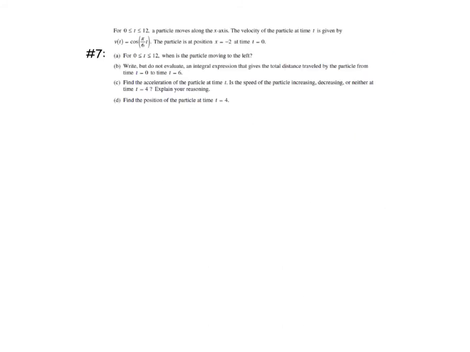Let's have at it. This is a no calculator problem. It is a word problem, which will require your knowledge of pretty much everything we've done so far. So let's get it started. For t from 0 to 12, a particle moves along the x-axis. The velocity of the particle is given there. The particle's position at time t equals 0 is -2. So x of 0 equals -2.